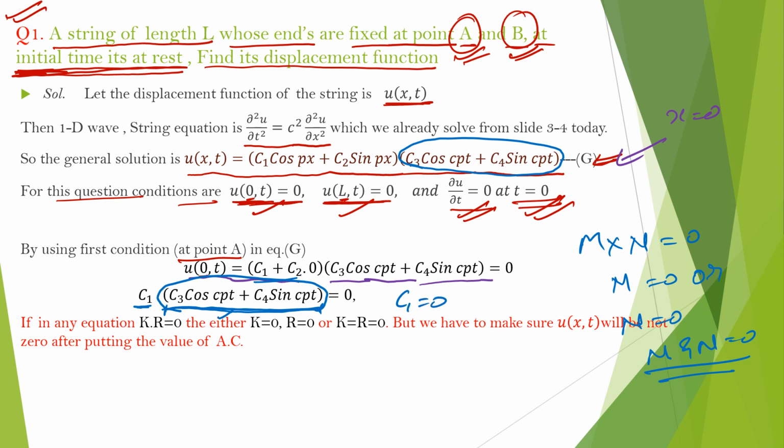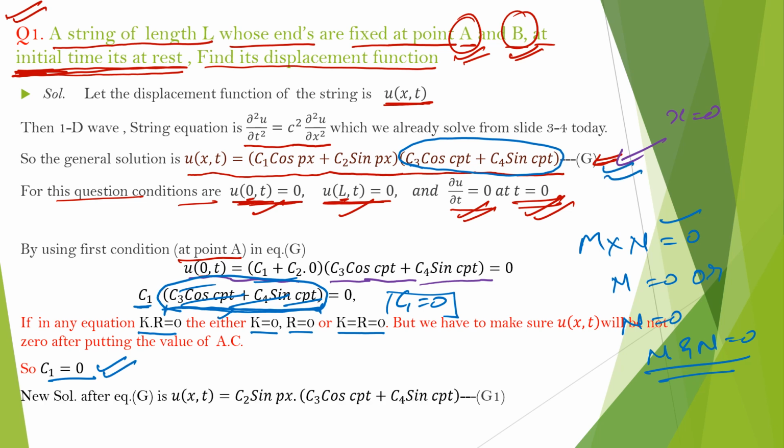Again I am explaining it: k into r is equal to 0, either k is 0 or r is 0 or both are 0. But over here this term is never equal to 0. If this is 0 then the solution will be 0. So C1 is equal to 0. Substitute this C1 in your general solution.